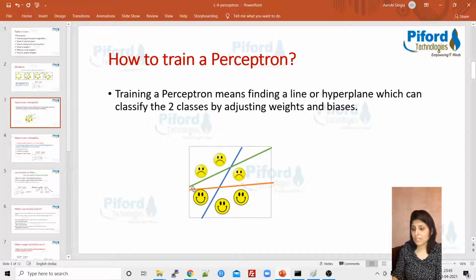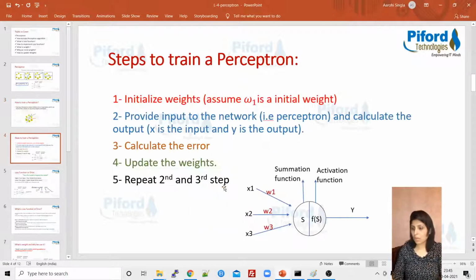So that means this orange hyperplane, or this orange line, is the line which is classifying all the data points correctly. So this is what we need to do. We simply need to find a line which classifies the data points correctly. Okay, so now let's see all the steps one by one, how to train a perceptron.